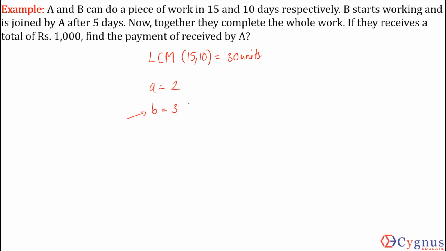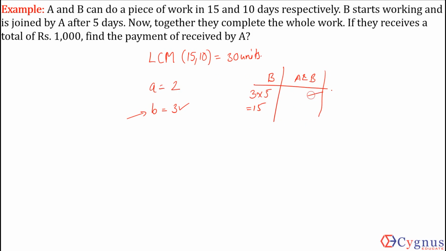Now, what's given here? B starts working and is joined by A after 5 days. Together, they complete the whole work if they receive a total of 1000. So, for the first 5 days, B was working. He must have finished how much work? B's efficiency is 3 units per day, so in those 5 days, he must have finished 15 units. How many units are left now? Only 15. And now A and B, both of them are working.